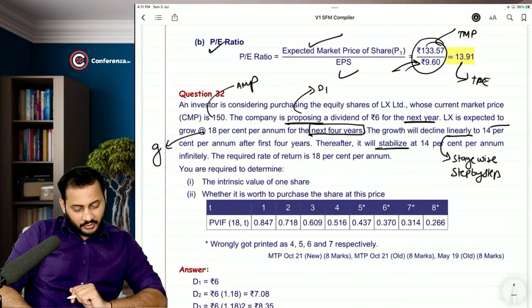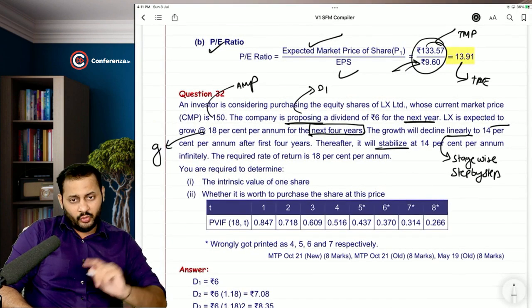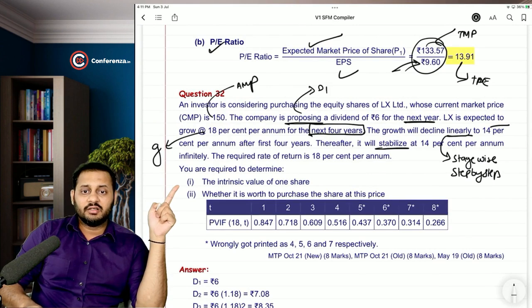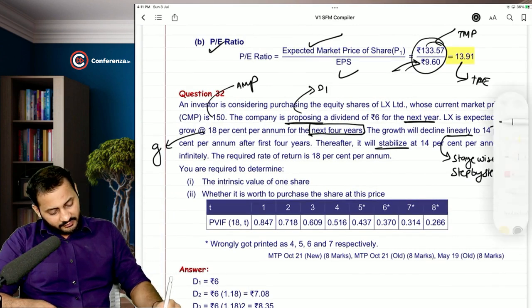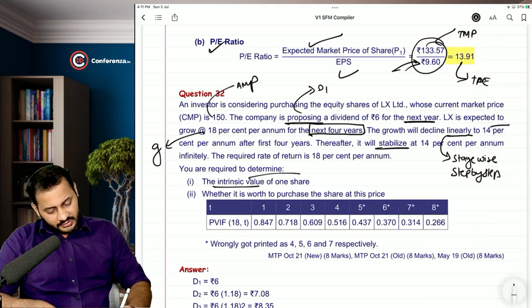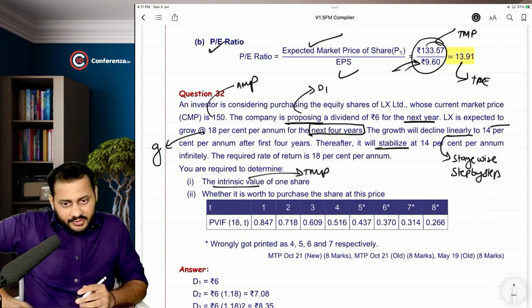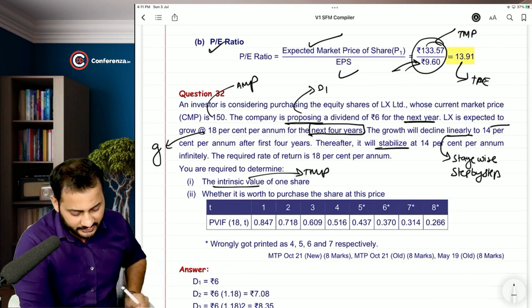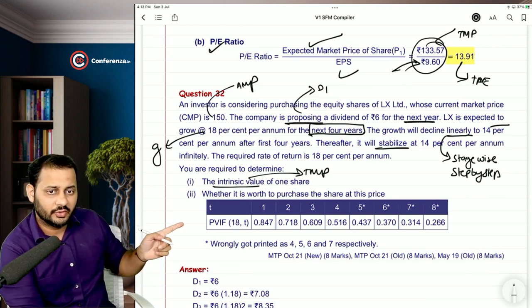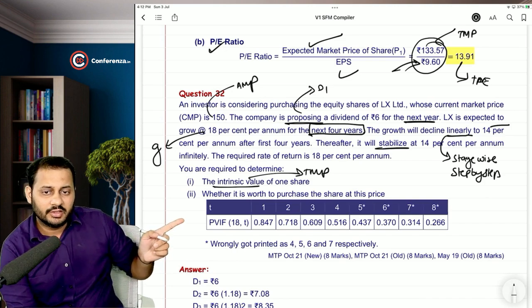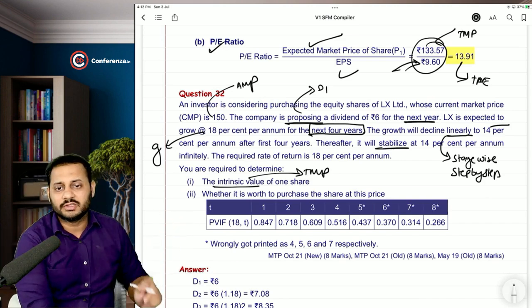Now you are required to determine what is the intrinsic value. Underline the word intrinsic value and write down, it is nothing but theoretical market price. What they are asking you to calculate is the theoretical market price. Please note down, the present value factors are given to us with 18%. We have to discount by 18% and use these present value factors only.